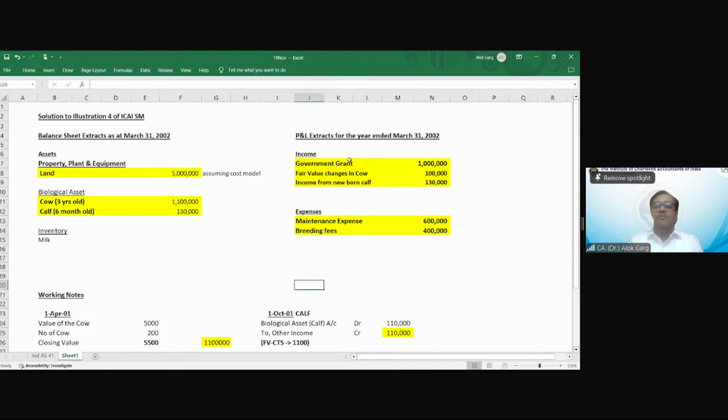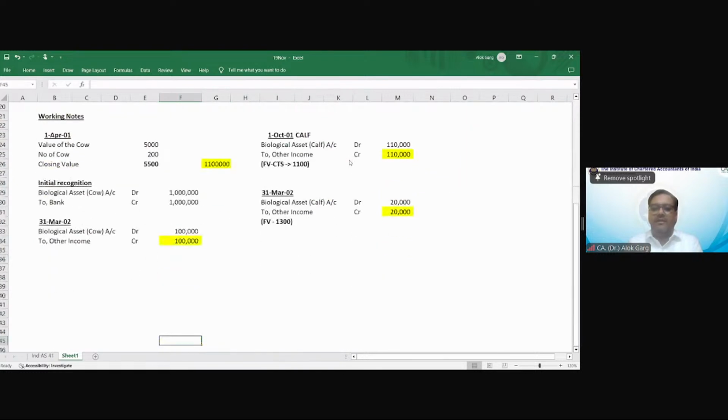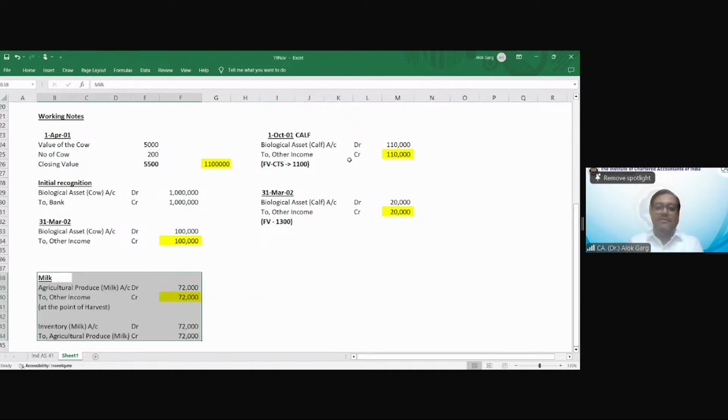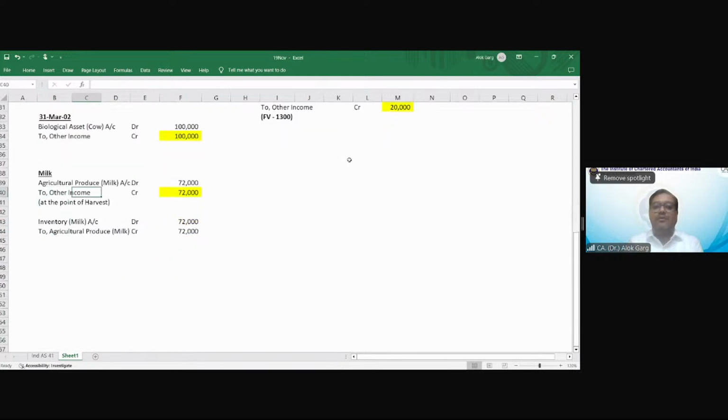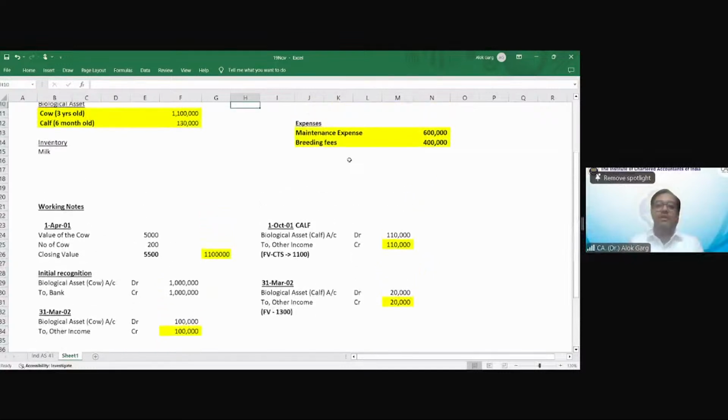So we have prepared this balance sheet, P&L. Now one item has been left. What is left? Inventory, milk, right? This milk was 24 rupees, 3,000 liter. So what was the accounting entry at the point of harvest? Agriculture produce account debit to other income, and the second entry, inventory to agriculture produce. So this will go to 72,000.